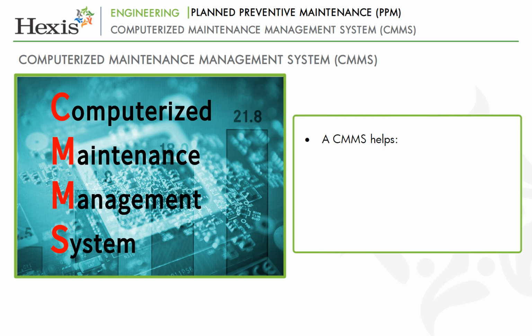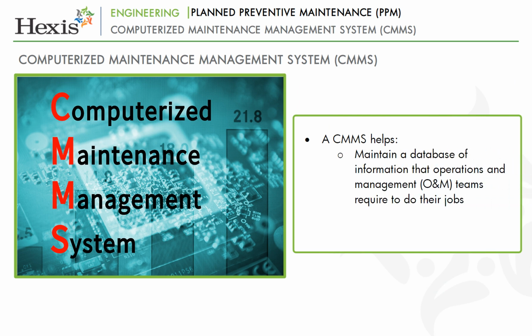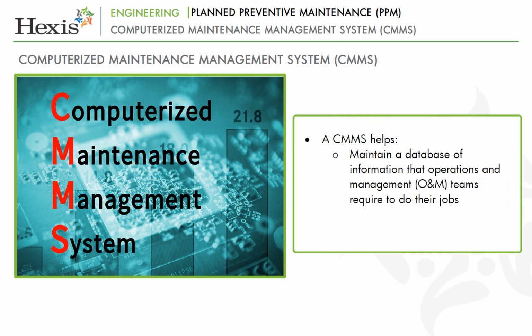An important goal of a CMMS is to maintain a database of information that operations and management, O&M, teams require to do their jobs, while also increasing the efficiency of O&M staff. The system provides insight into the maintenance processes an organization runs and tracks the status of those processes. A CMMS can also help an organization make financial decisions, such as whether fixing a piece of equipment is more cost-effective than purchasing a new one.